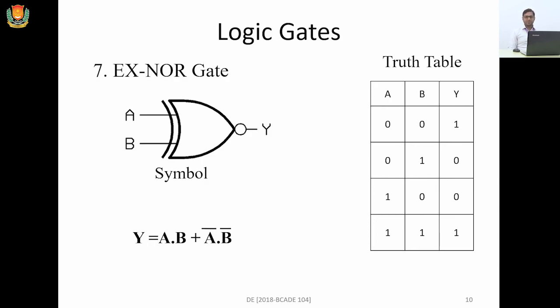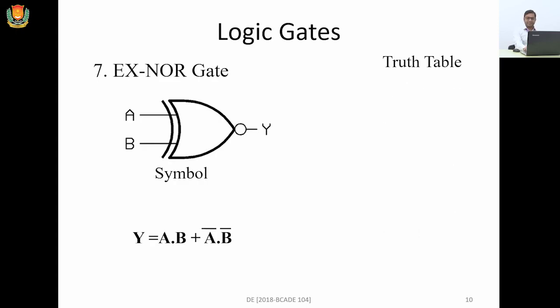To remember the expression, you can remember it like ANDing of the normal literals A and B, and ORing with the complemented terms. This time it is A bar dot B bar, not A dot B whole bar.